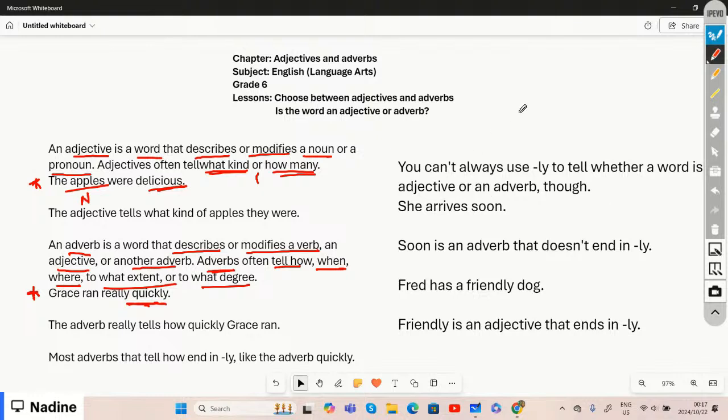All right. And once again, before we move on, firstly, keeping in mind, adverbs that end in ly, they tell us how something happened.